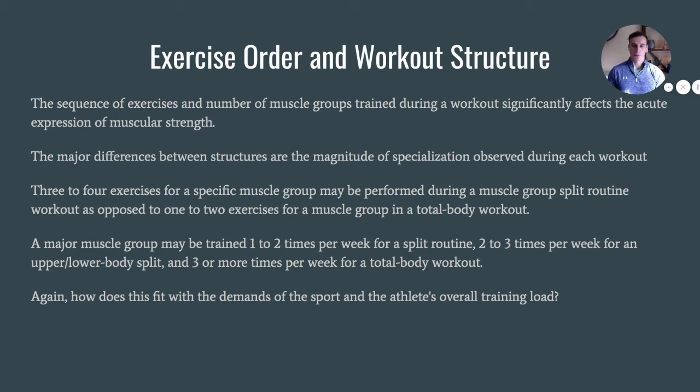A major muscle group may be trained 1 to 2 times per week for a split routine, 2 to 3 times per week for, let's say, an upper lower body split, and 3 or more times per week for a total body workout, okay? But again, this all comes back to the question at the bottom: how this fits with the demands of the sport and the athlete's overall training load, okay?